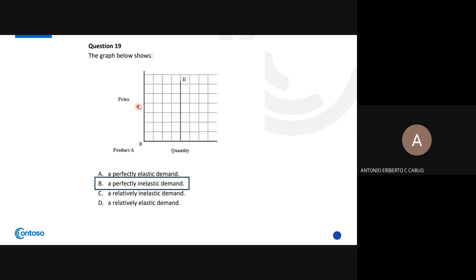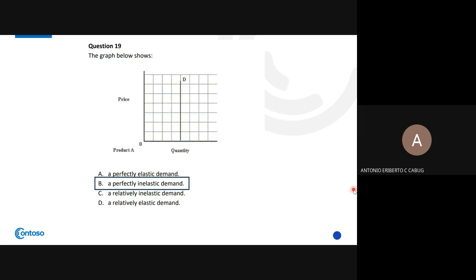Konting pagbabago lang sa price, biglang taas o baba yung quantity. Konting taas ng price, bababa agad yung quantity. Konting baba ng price, taas agad yung quantity. Kung OA yung galaw ng quantity dahil sa pagbabago ng price, elastic naman yun.